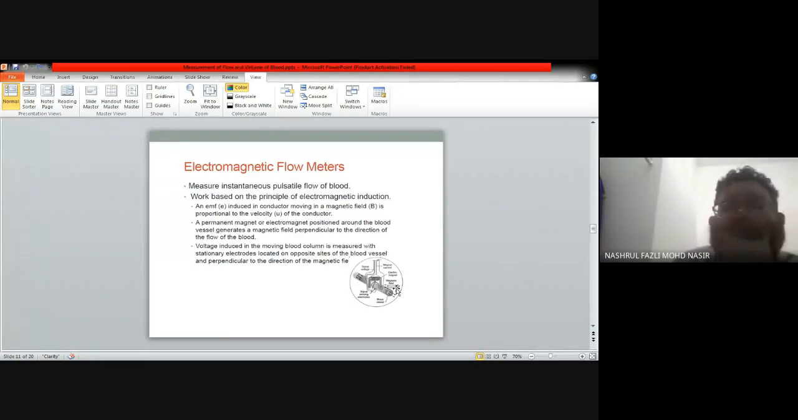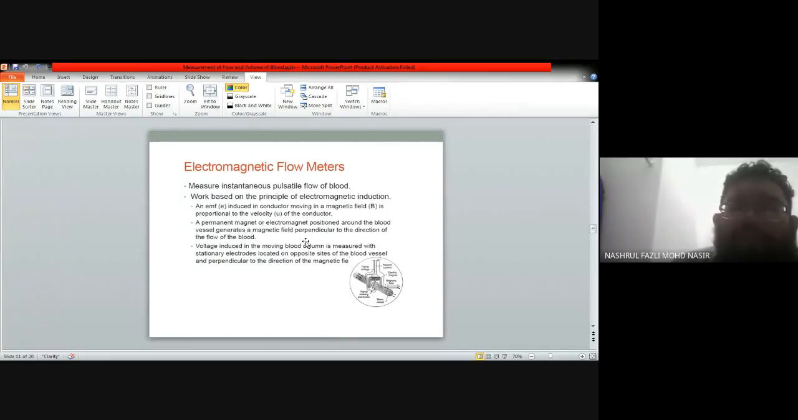What is a conductor? You already have your lecture notes, so please refer to this diagram. It's a small diagram, but it's a powerful diagram. The voltage induced in the conductor moving in a magnetic field is proportional to the velocity of the conductor. You have the magnetic field here. You can see the magnetic field. So it should be proportional to the velocity of the conductor.